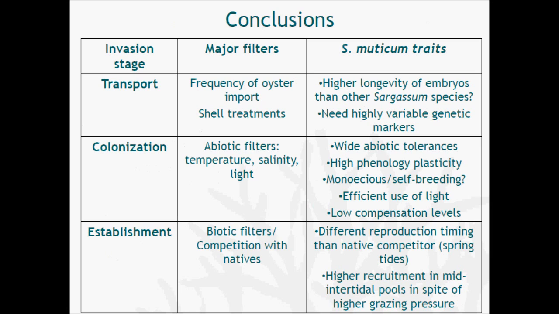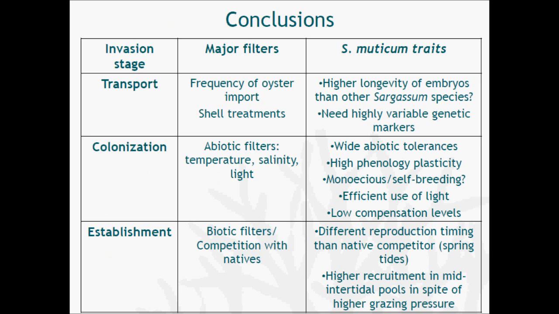Colonization phase. You need to understand the abiotic filters. We know that Sargassum muticum and all invaders have wide abiotic tolerances. This one has high phenotypic plasticity. Being monoecious is good because if you have the two sexes there, you can self-breed, so you can reproduce with yourself. We know that it's very efficient in the use of light. It has low compensation levels, can develop in turbid waters.